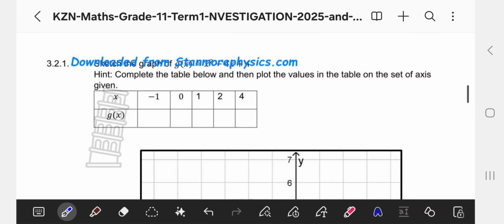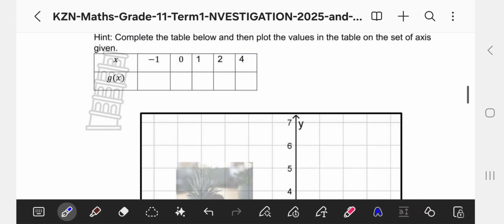3.2.1. Okay, so the writing's kind of covering here. It says sketch the graph of g of x is equal to, it's actually x squared minus 4x plus 4. Let me just write this here. G of x is equal to x squared minus 4x plus 4. So it says hint, complete the table below and then plot the values in the table on the set of axes given.